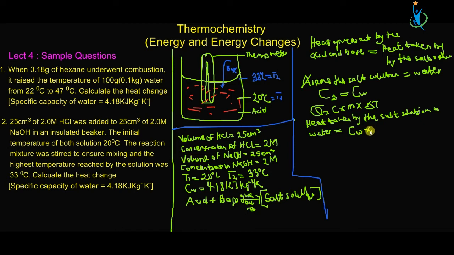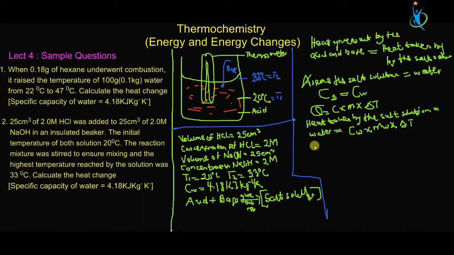So we are going to get this is equal to the mass of the water times the specific heat capacity times the change in temperature. Both the acid and the base are made up of a large amount of water. So once we do that, then we know the specific heat capacity of water. We know the mass of water. We can calculate the mass of water.